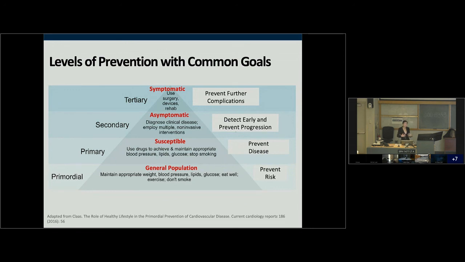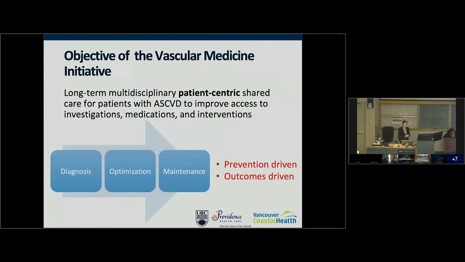But even before that, we should be even more encouraging of primordial prevention, which is making sure we don't even develop the risk factors in the first place. So there are all these steps that we can intervene at, and one of the biggest objectives for this new vascular medicine initiative I want to talk about wouldn't be primordial prevention or even primary prevention, but would really be for the secondary and tertiary prevention patients where we know that they have atherosclerotic disease.